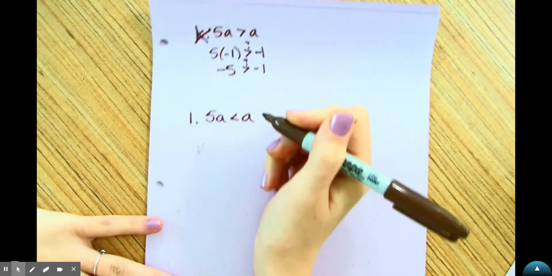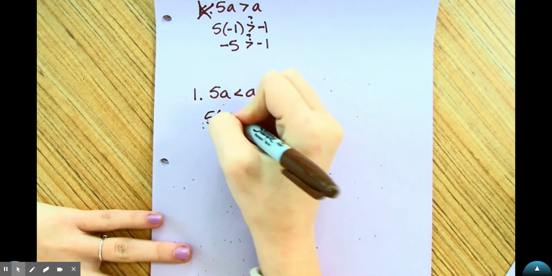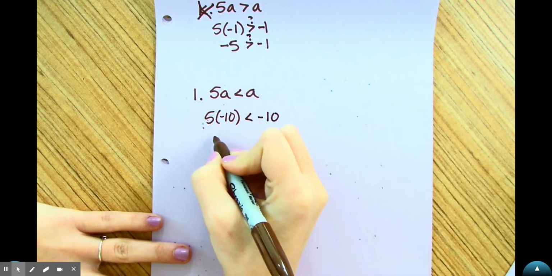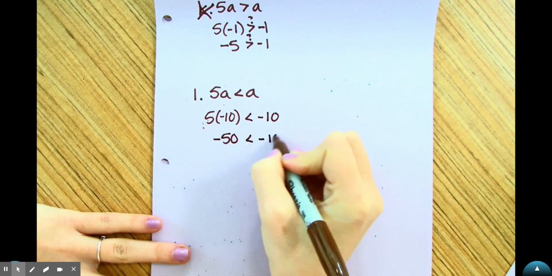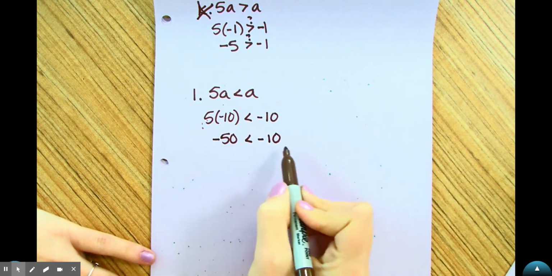Down here, let's try L. 5 times, let's try -10 this time. Over here we have -50 is less than -10. Is that true? Is -50 smaller than -10? Yes.